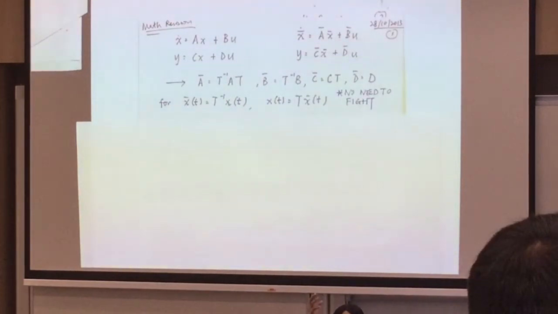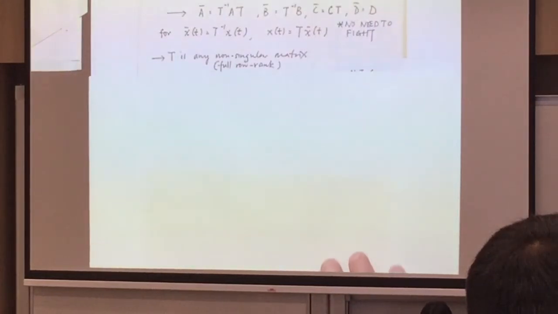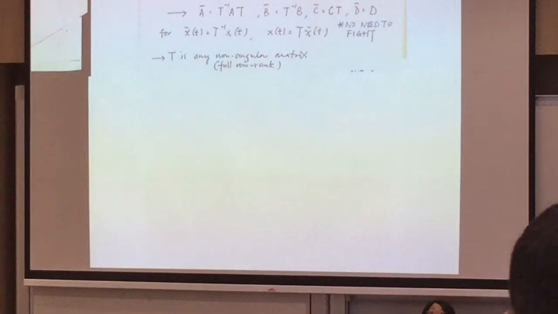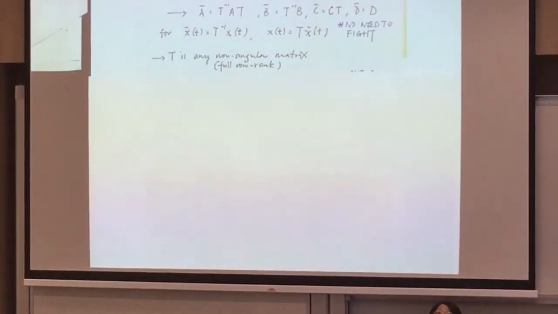It's okay if you want to define your states as x1, x2, x3, and another person might define their states as x2, x1, x3. It's fine. The criterion is that T must be non-singular.